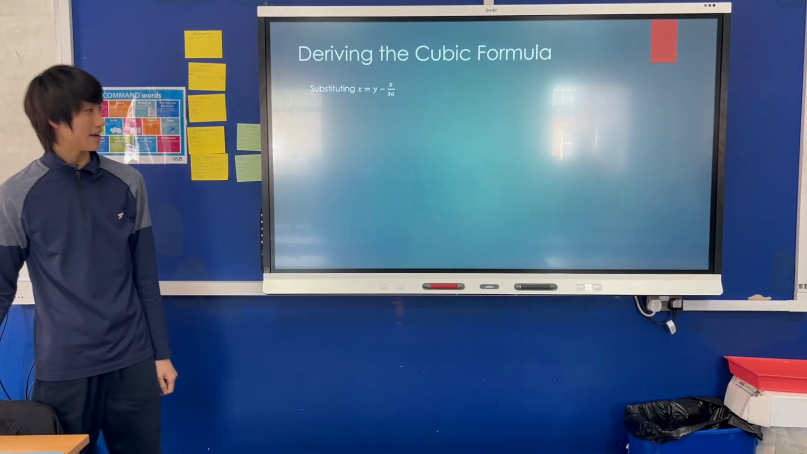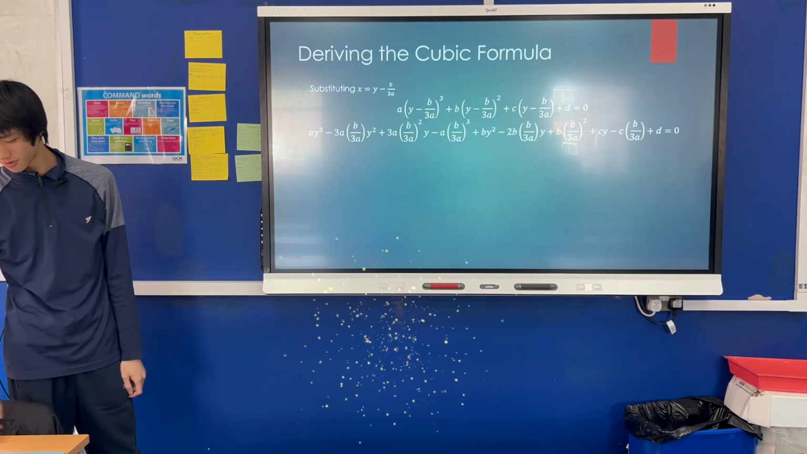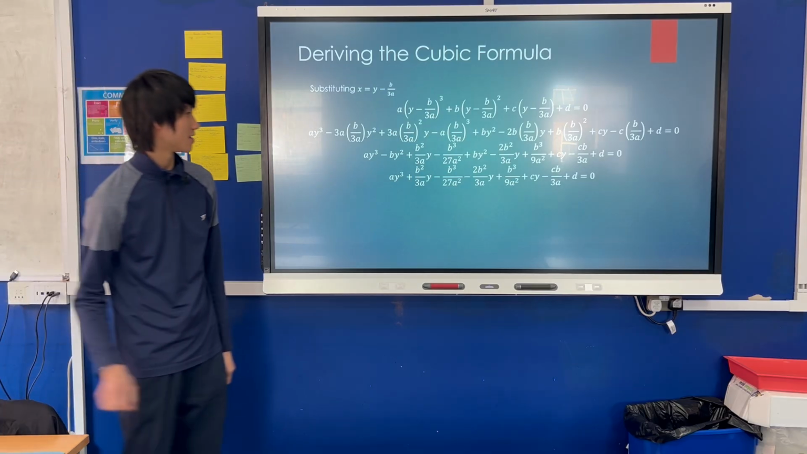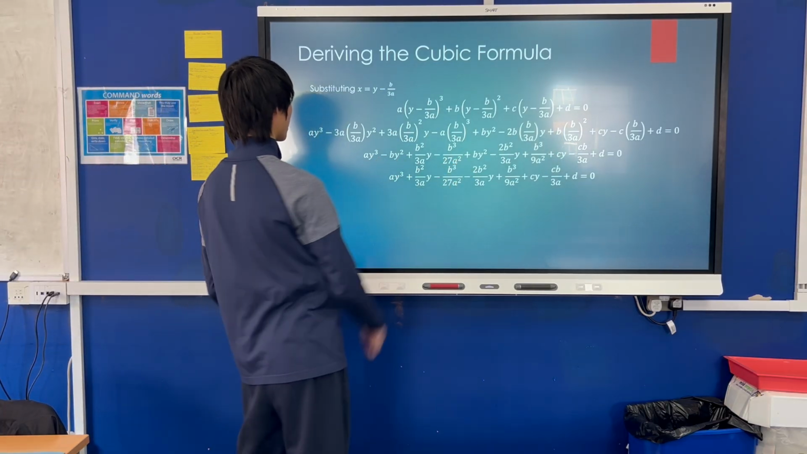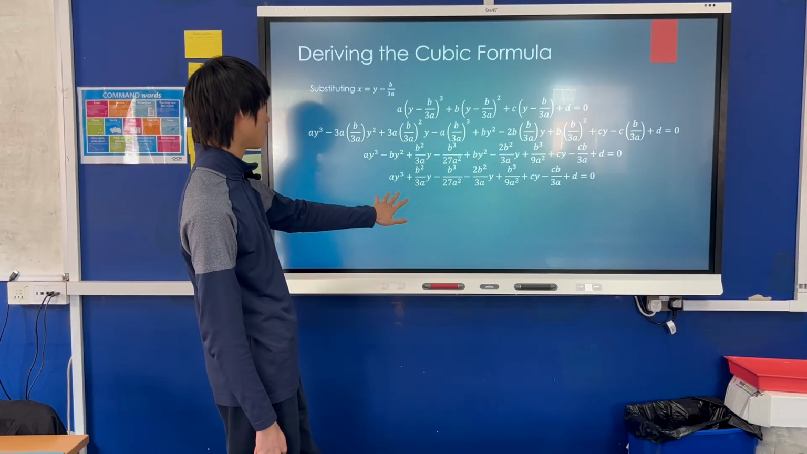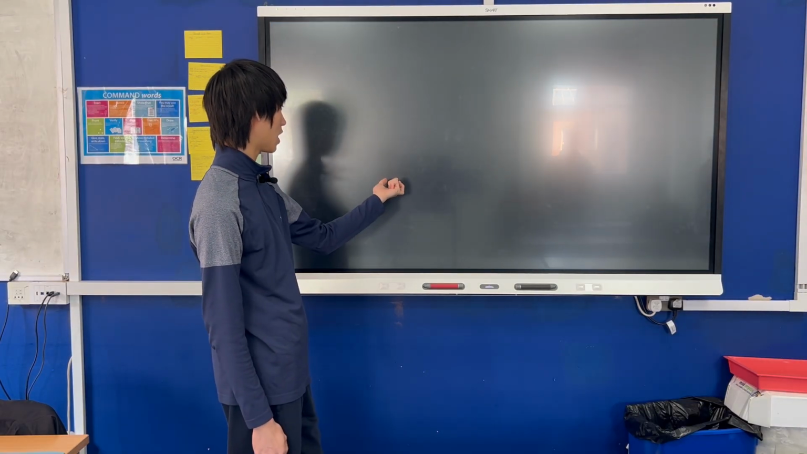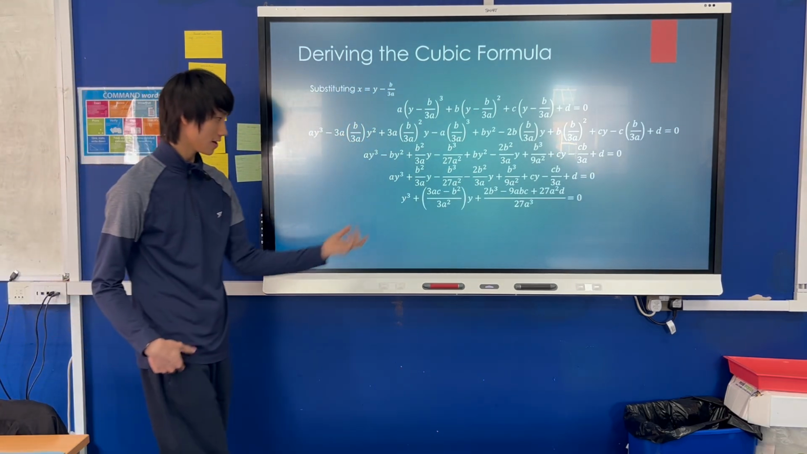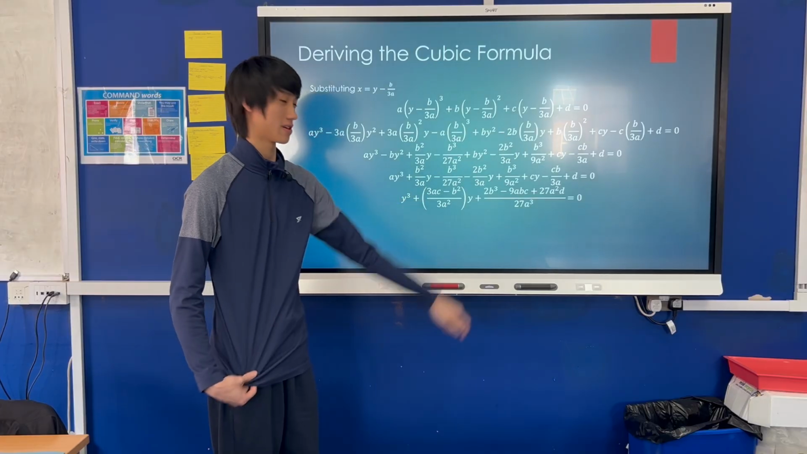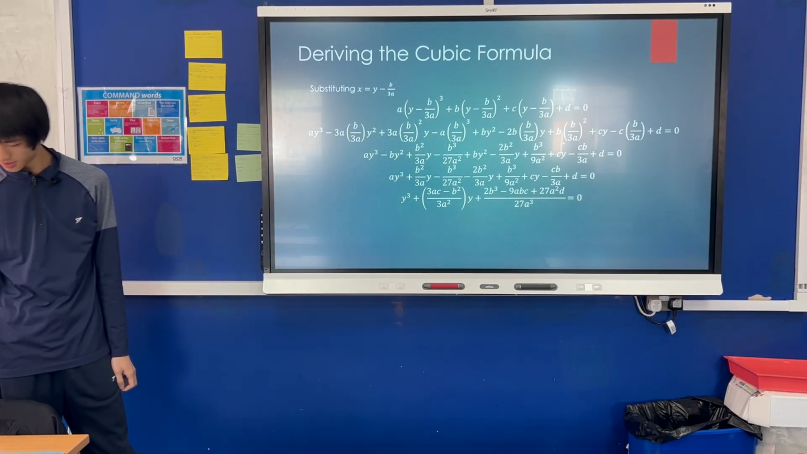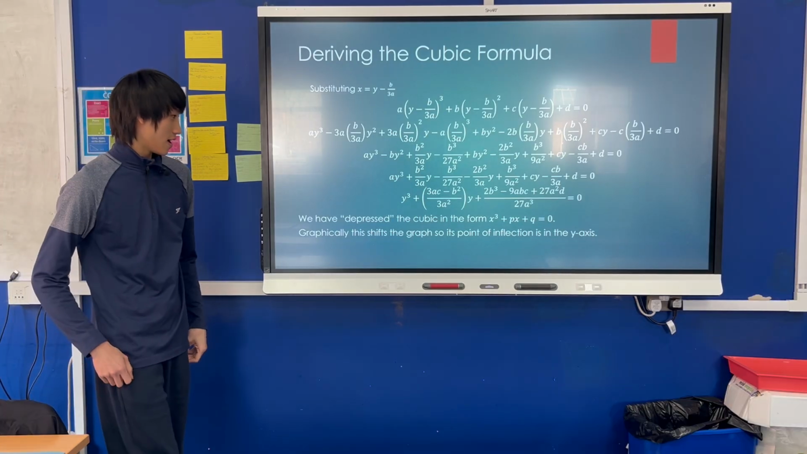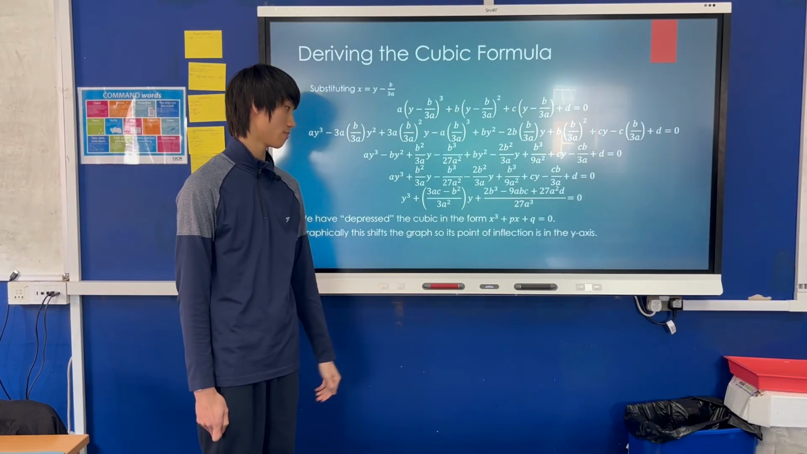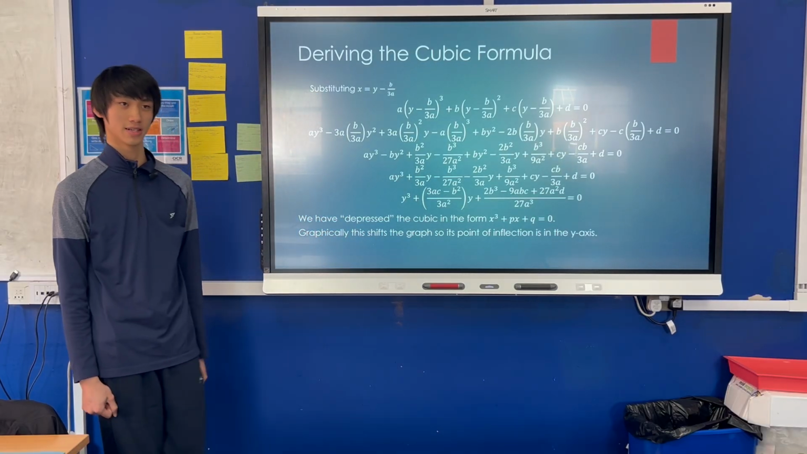We substitute that back in and do some expansion, and we get to this point where we see that the negative by squared and by squared terms cancel out, and we're left with a depressed cubic with y cubed, y, and the constant term. We could write this like that. So it's very clearly a depressed cubic. And this transformation similarly shifts the graph to the y-axis, but this time it's the point of inflection of the cubic instead of the turning point.